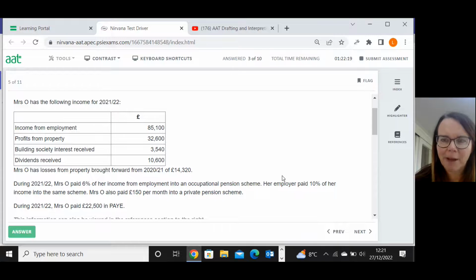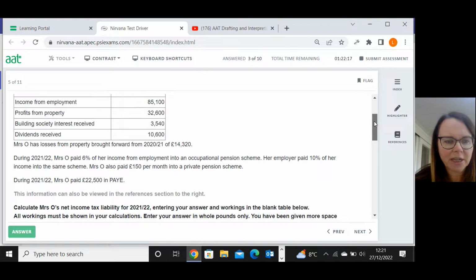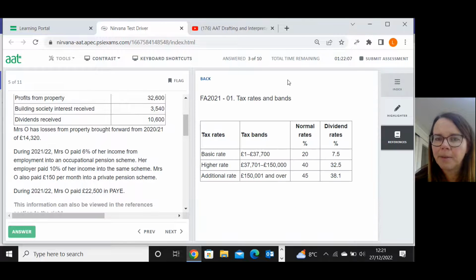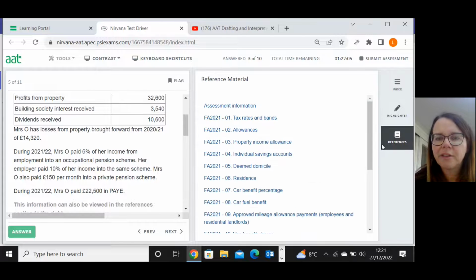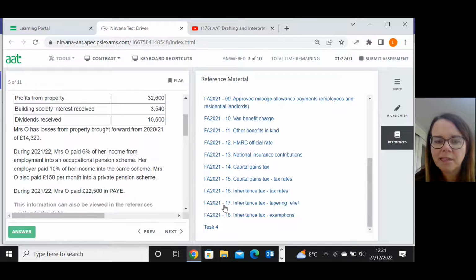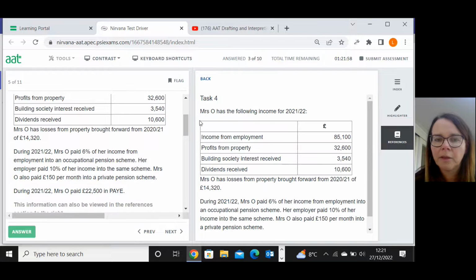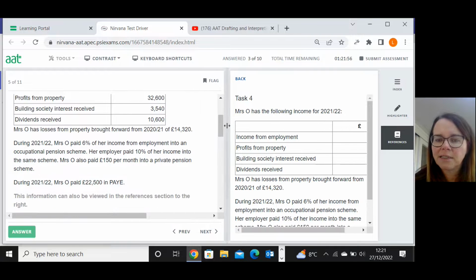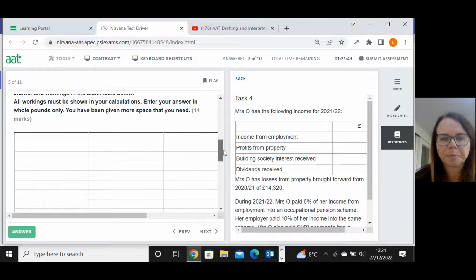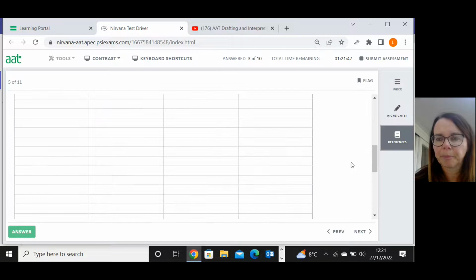So lots to think about here. Very good question. It's got a lot going on. And she's paid some PAYE as well. So we can pull that up in the reference section if we wish, so that we've got it side by side. So you've got task 4 at the bottom there. You might find it easier to have that to refer to, or you might not, but it's an option. Okay, I'm going to close it for now.